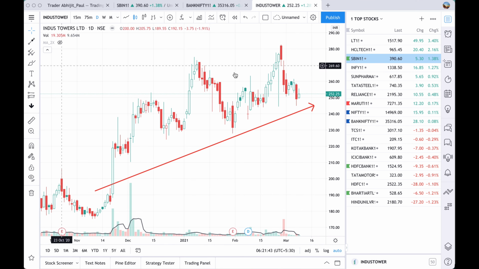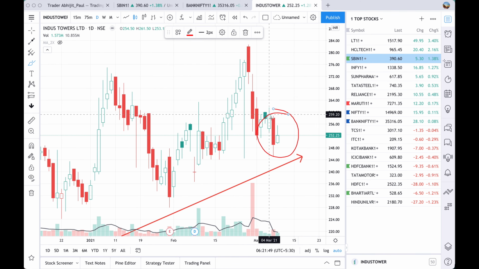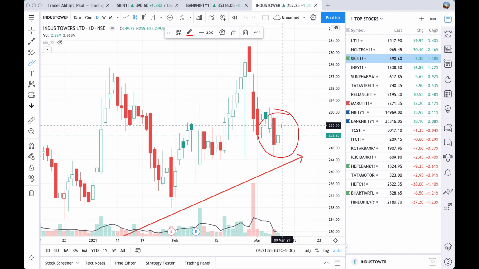And then it has gone through a short-term correction. And now it has created a bullish Harami pattern. It has also created an inside bar. Volumes are pretty sub-average. So I am going to place an order above the high.